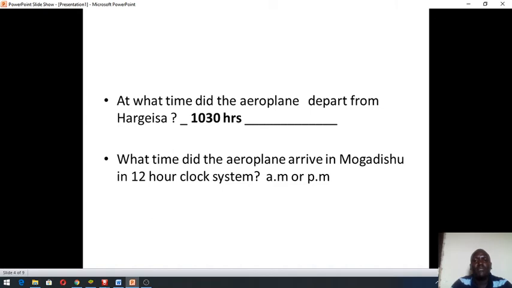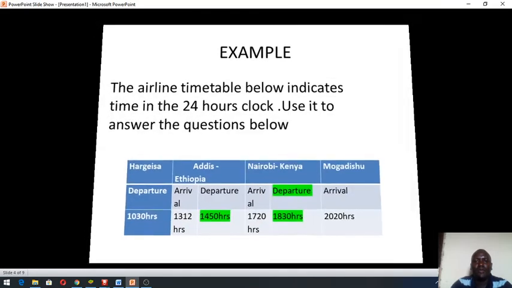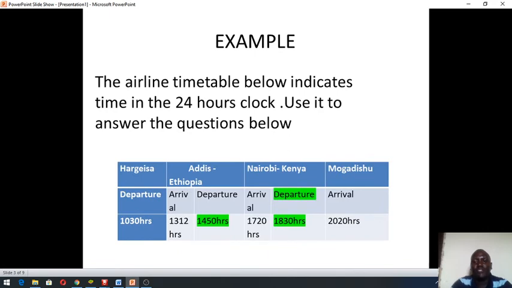At what time did the aeroplane arrive in Mogadishu? What time did the aeroplane arrive in Mogadishu in 12-hour clock system? Was it AM or PM? We go back to our table. We see arrival Mogadishu. That is 20:20 hours, that is in the evening.